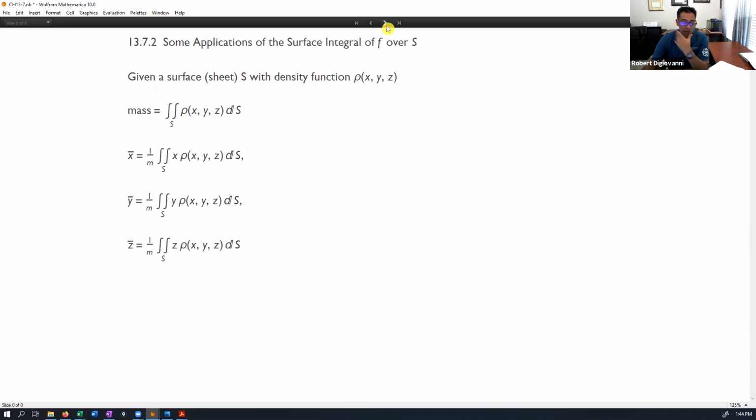Okay, now some applications. This is what I was talking about a second ago. If your surface S is some sheet with some density function, then if you do the surface integral using that density function, dS, that's going to give you the mass. And you can actually go find the center of mass of it using these formulas. Now, I'm not going to test you on this, but this is similar to what we've done in the past, but now we're on a three-dimensional surface instead of a flat plane.